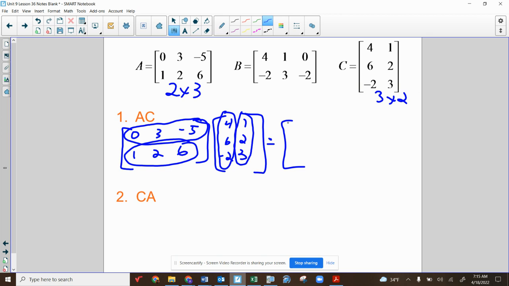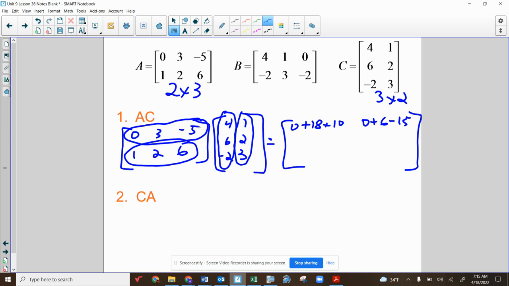So I'm going to do 0 times 4, 3 times 6, and -5 times -2. And then I'll end up adding those answers together. Do the same thing now with this row and the next column. Because I'm going over to the next column, I'm going to go over to here as well. So this time 0 times 1, 3 times 2, negative 5 times 3. So you're going to add a negative number, so I'm just going to put minus. Okay, now I'm done with this row.